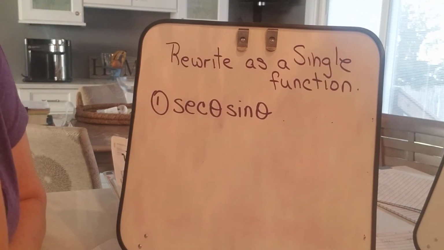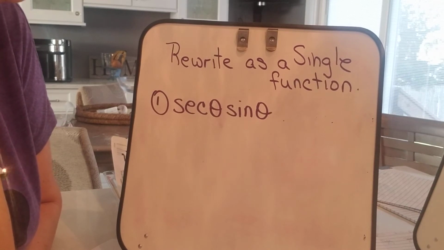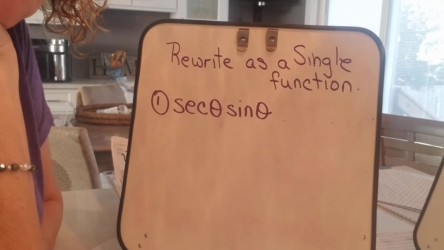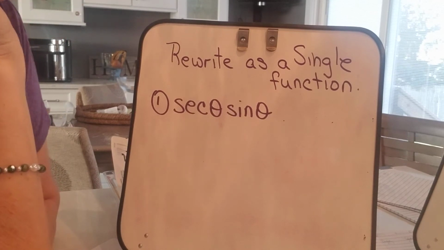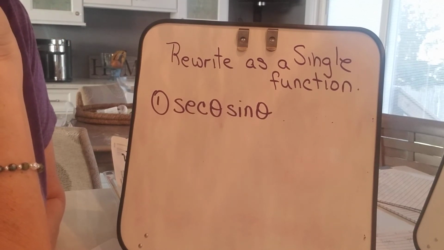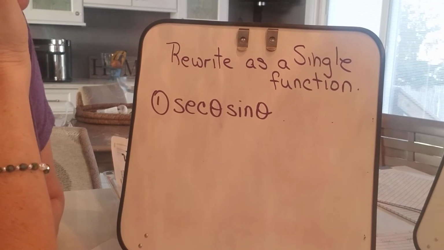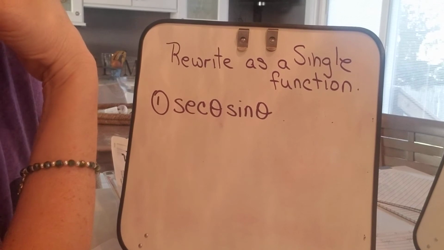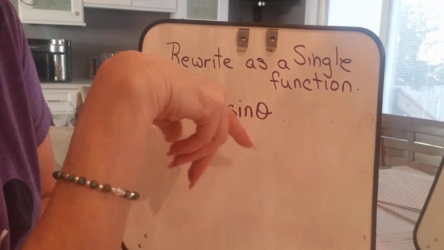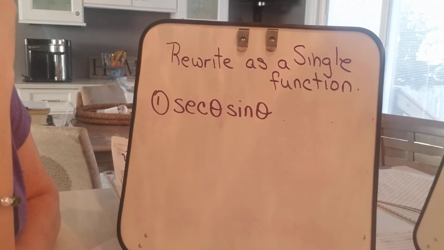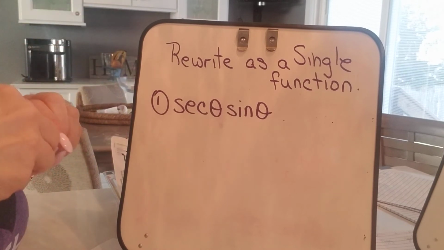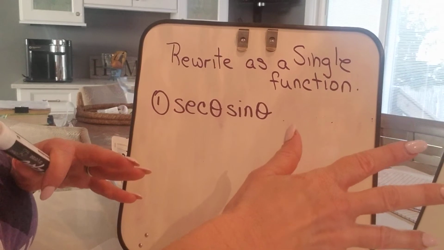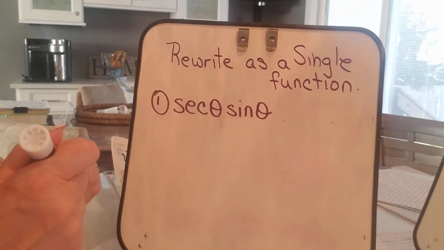Okay, guys, so here are the directions. Rewrite as a single function. This is going to seem very odd or strange to a lot of you, but you're just going to have to practice. The more you practice, the more you get used to doing stuff like this. So right now I have secant theta sine theta. Remember you have to write the theta. That's important. That's the angle. And I want to rewrite this as a single function. So what I'm going to use is based on the identities that I gave to you, and I don't have them right here for you to see, but you should have copied them by now.